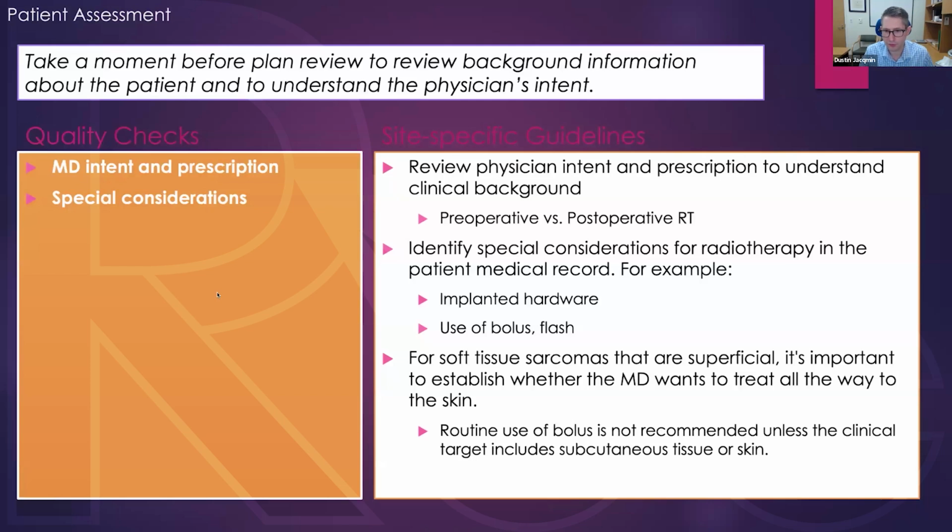For soft tissue sarcomas that are superficial, you may want to treat all the way to the skin. This is relatively uncommon. Routine use of bolus is not recommended, to help protect the skin if it isn't involved. But if it is involved, you will need to use bolus to ensure full coverage. So it's good to establish that early on and make sure that the right practices are being followed.